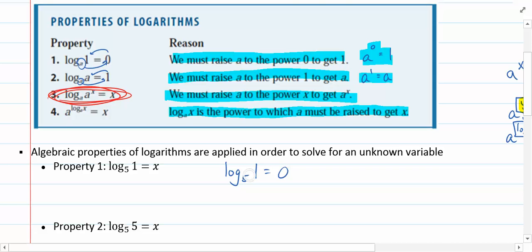Well, you should recognize that the logarithm base anything of 1 is equal to 0. This is that first property that we talked about. Anytime we take the logarithm with a base of a number and 1, the result has to be 0. 5 raised to the 0 power would equal 1. X has to be 0.